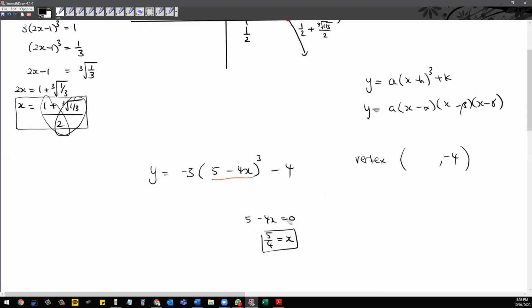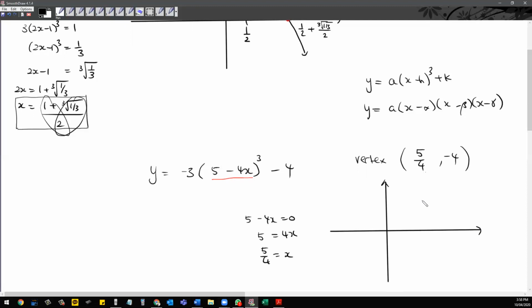Is that going too fast? A bit. Okay. So we just let that equal 0, then you get that, and then you just move this one to the other side, and you get what? Positive 4x, and divide both sides by 4, then you get 5 on 4, right? So that's 5 on 4 here. So that's the vertex, so we're ready to draw.